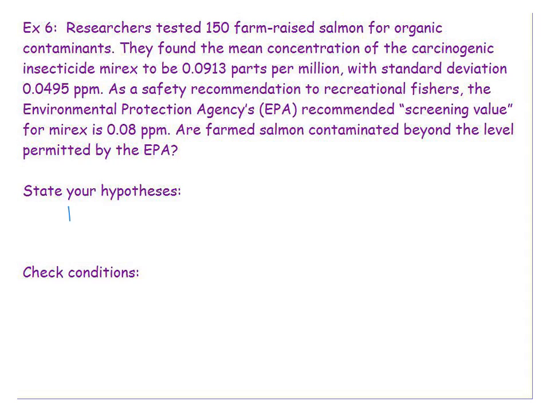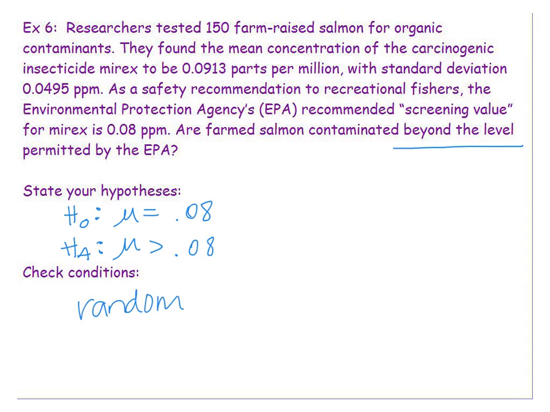So the hypothesis, the null hypothesis, is that everything is good, it's meeting the EPA's level, so that means that mu is 0.08. The alternative is, are they contaminated beyond the level? So that means that they're going past that level, which means they're bigger than 0.08. So we only have 2 conditions to check. Are these salmon selected randomly? Which yes, they are. 10%, they selected 150. If we tack on a 0, there's definitely at least 1,500 salmon in the world. So our conditions are good.